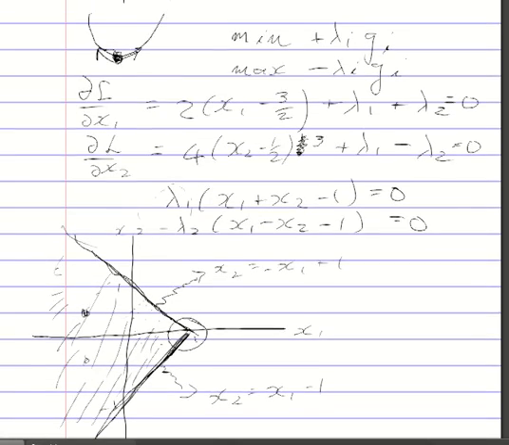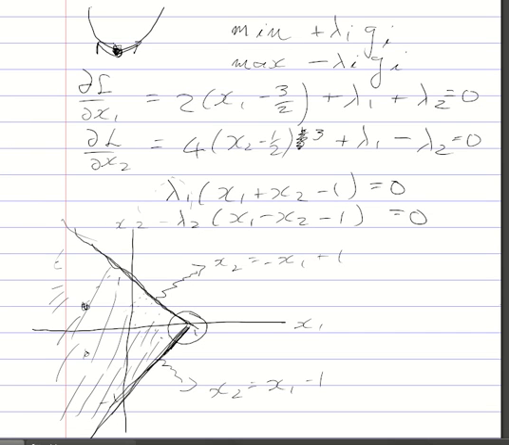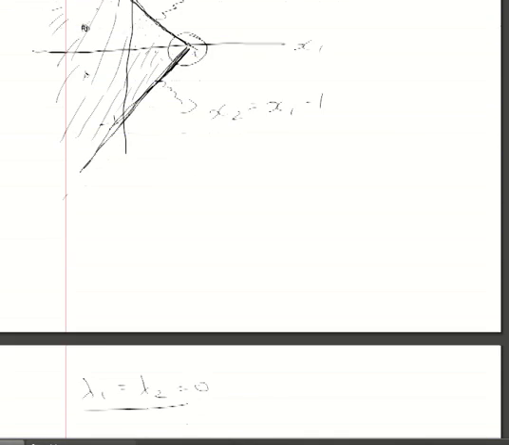If we set lambda 1 equal to lambda 2 equal to 0, we see on top that there is no more lambda term in the partial derivatives of the Lagrangian. So we just need to solve 2x1 minus 3 over 2 is equal to 0, and 4x2 minus a half to the third is equal to 0. So that's very easy. We get a quick solution.